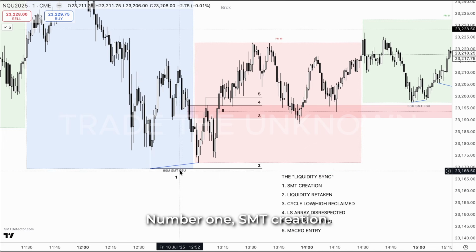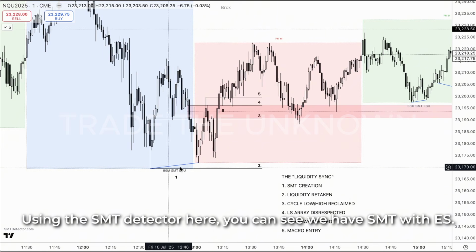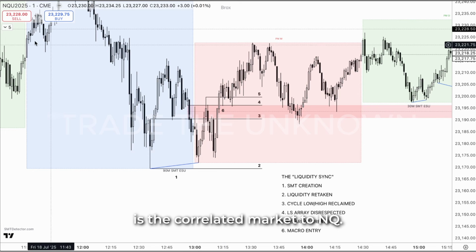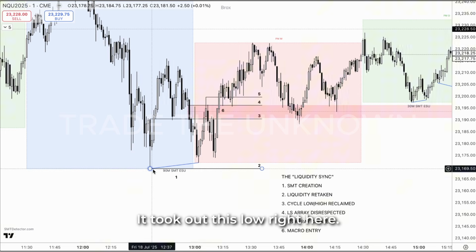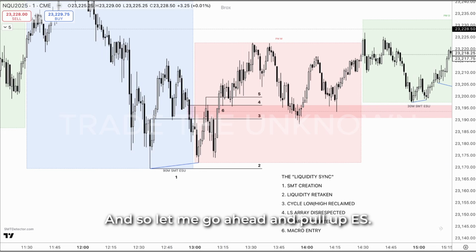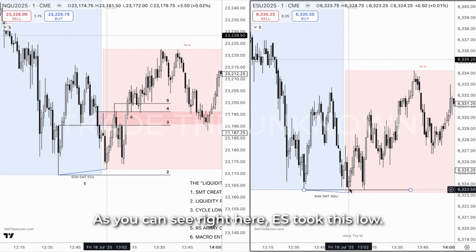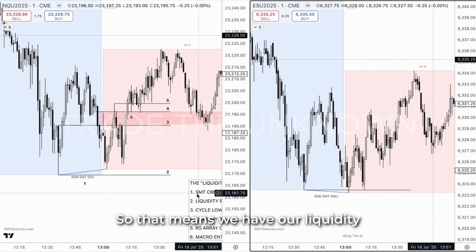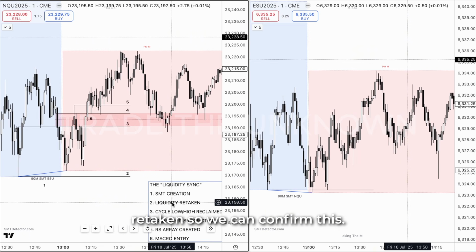Number 1, SMT creation. Using the SMT detector here, you can see we have SMT with ES. This means that at this time, ES, which is the correlated market to NQ, it took out this low right here. And so let me go ahead and pull up ES. As you can see right here, ES took this low. And what do you see? It rejected and closes above. So that means we have our liquidity retaken. So we can confirm this.